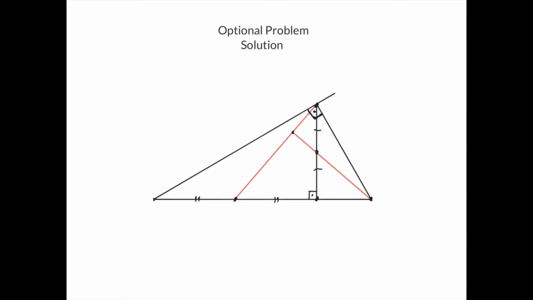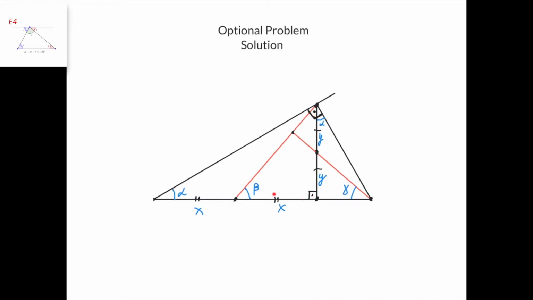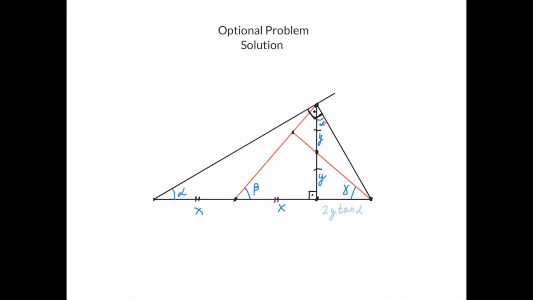And here's the solution. Let's call this length x, then this length is also x. And if this length is y, then this length is also y. Let's call this angle alpha, this angle beta, and this angle gamma. We know that from this triangle, this angle is alpha and this is 90, and so this angle must be 90 minus alpha, meaning that this angle here is alpha. Then from this right-angled triangle, with this angle alpha, and this side 2y, we know that this side must be 2y times tangent of alpha.